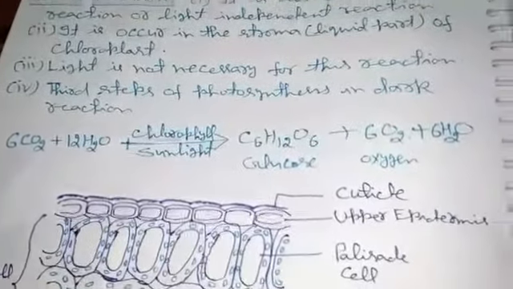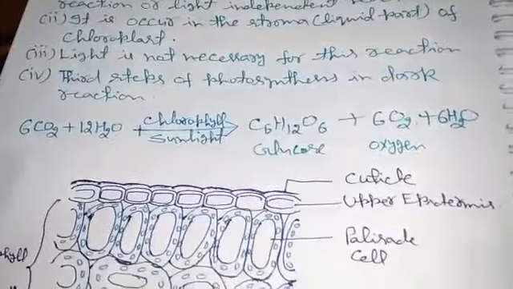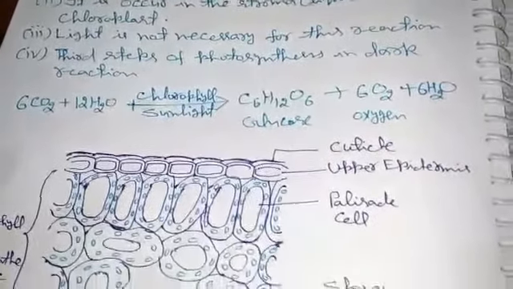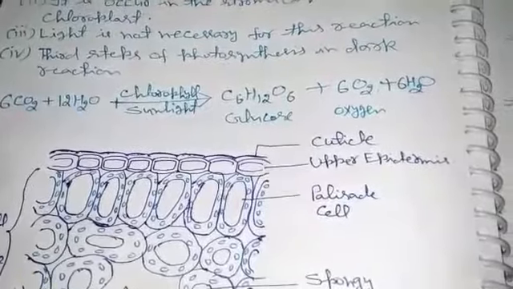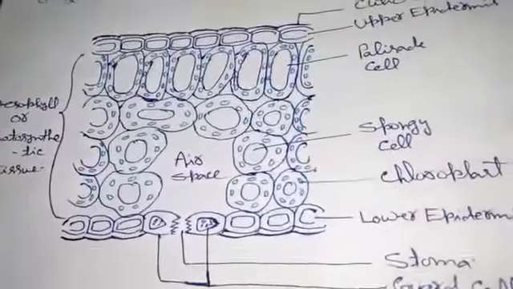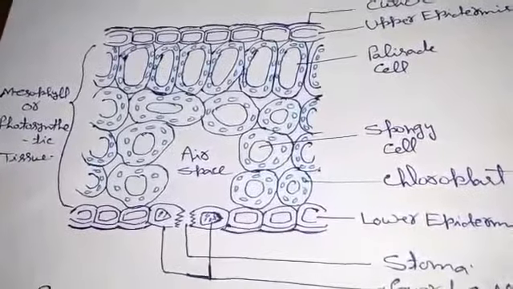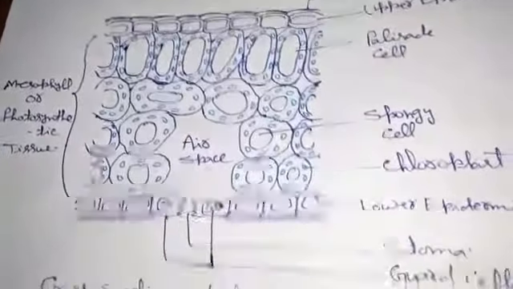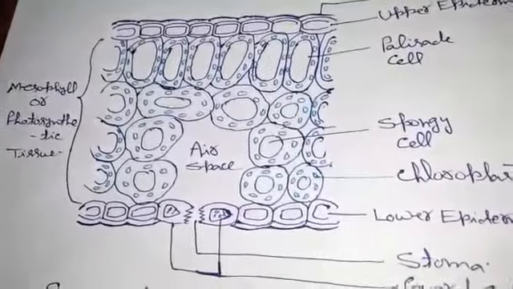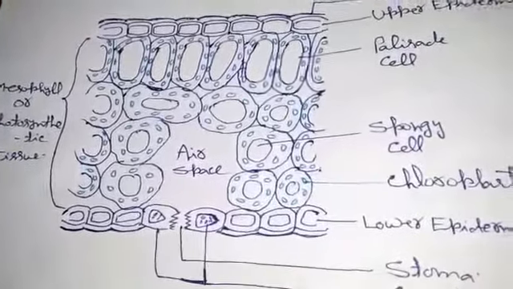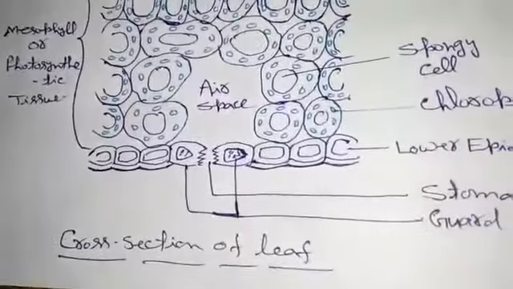The whole reaction of photosynthesis is 6CO2 plus 12H2O equals C6H12O6 plus 6O2 plus 6H2O. Now we will understand photosynthesis by the figure. The whole process of photosynthesis occurs in the leaf of the plant. First we see the cross section of the leaf.